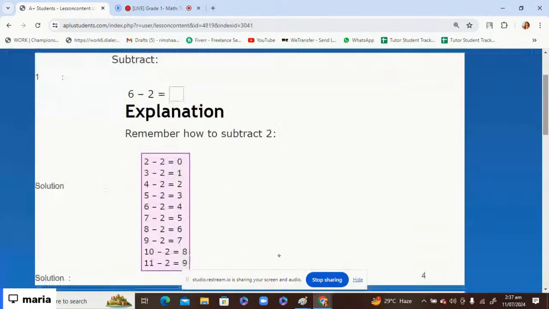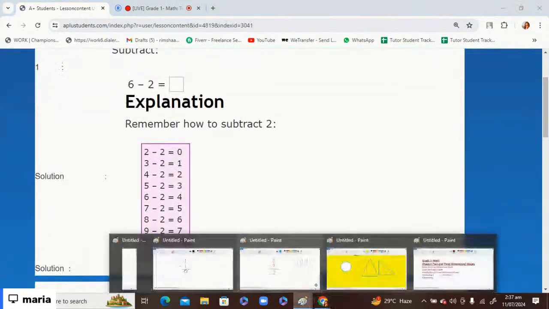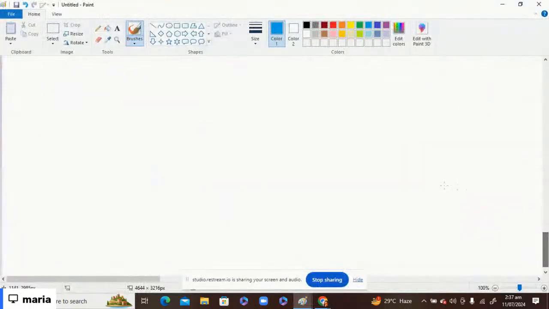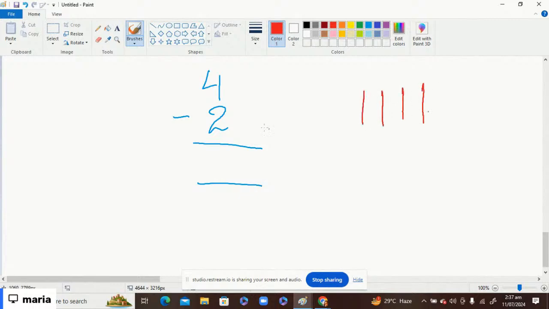So here we are going to subtract 2 from each number. Let's suppose, for example, 4 minus 2. Let's do it. How can we solve it? First of all, draw the 4 lines and then remove 2 lines. I'm going to draw 4 lines: 1, 2, 3, 4. And now how many lines am I going to remove? 2 lines. 1 and 2. So how many lines are left? Only 2 lines are left.